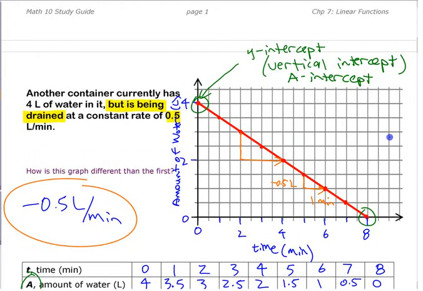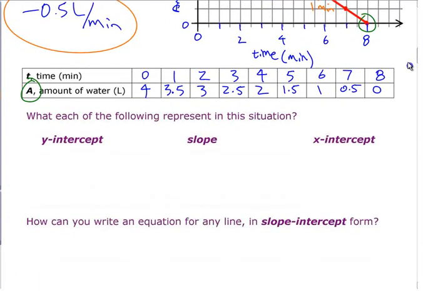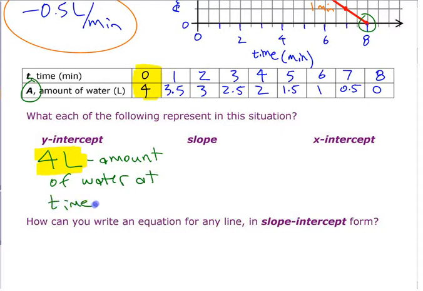What does that represent in this situation? In this situation, it's 4 liters here. In the table, it's right here. There's the 4 liters. What does that represent? The amount of water when? The amount of water at the start. I'm going to put at time equals 0, at the start.